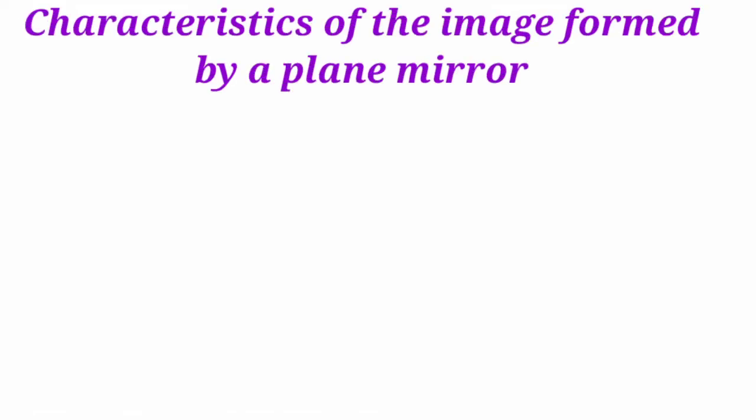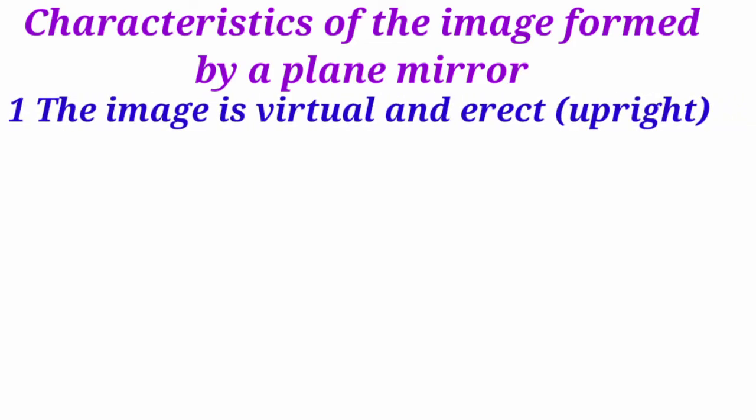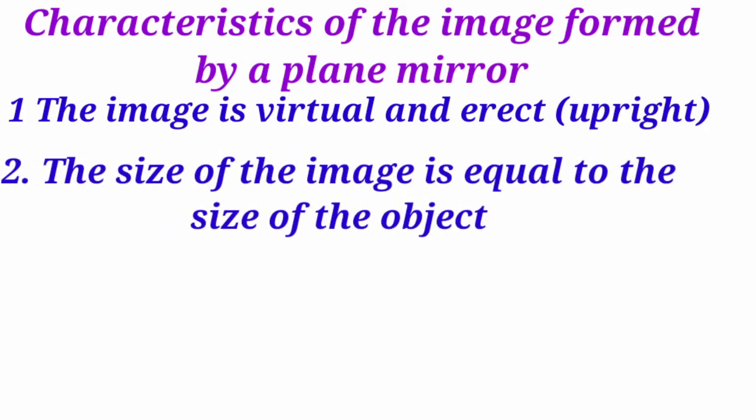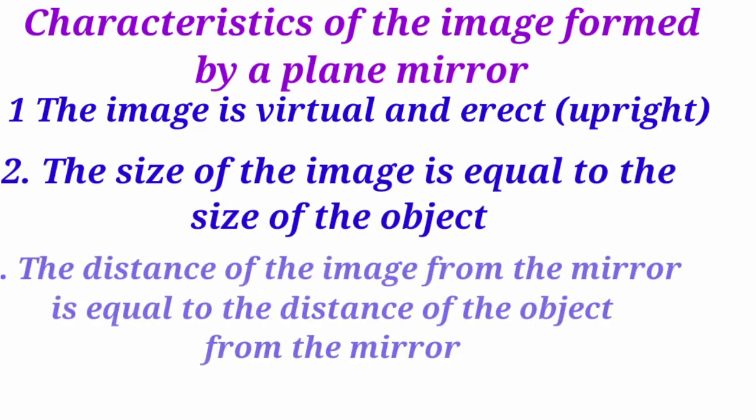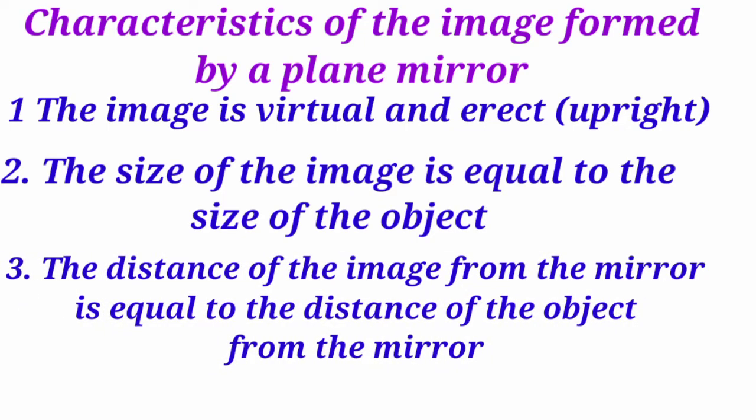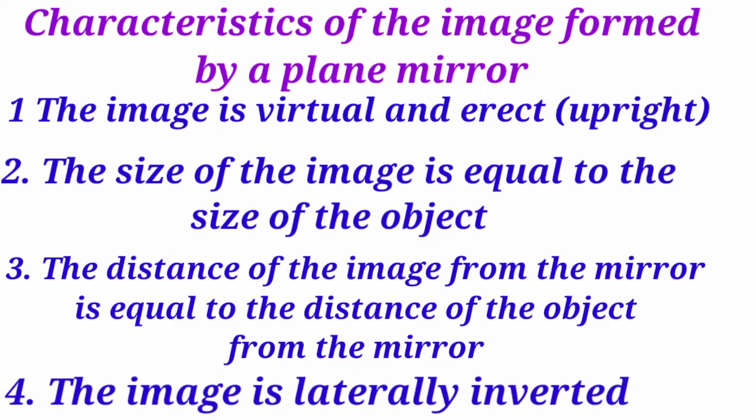Now the characteristics of the image formed by a plane mirror are: the image formed by a plane mirror is virtual and erect. Erect means it is upright, and it is virtual, children. It is not actually made. The size of the image is equal to the size of the object. The distance of the image from the mirror is equal to the distance of the object from the mirror. And one more thing, the image is laterally inverted.